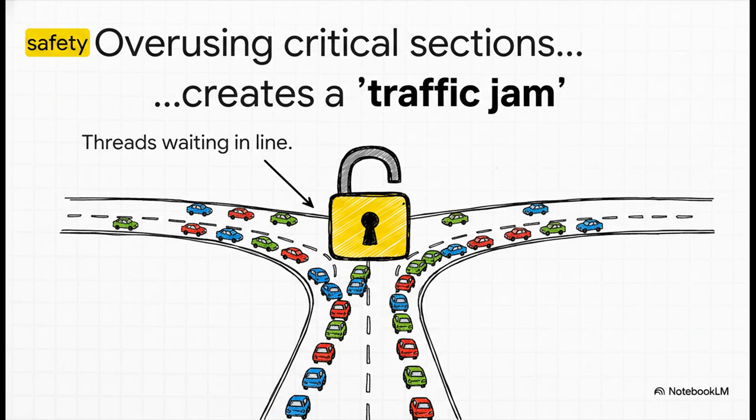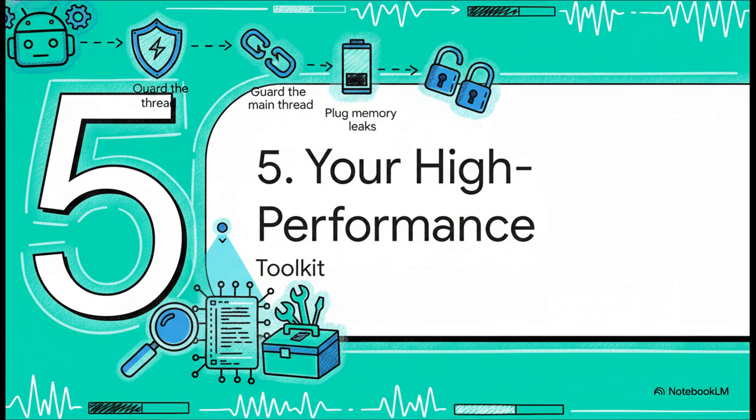And that really gets to the heart of it. It's all about balance. These locks are essential for safety, but they come at a performance cost. If you use them too much, or you lock way more code than you need to, you've just created a brand new bottleneck. You've taken your beautiful multi-lane highway and turned it back into a single-lane checkpoint, with a huge line of threads just sitting there waiting. So, we've got our 3 pillars. Guard the main thread, plug memory leaks, use locks wisely.